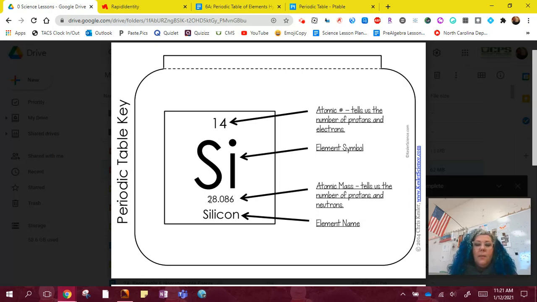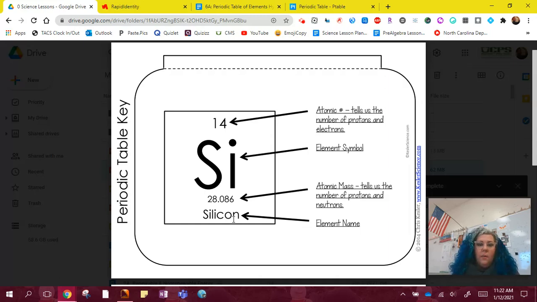The number that's typically underneath the symbol is the atomic mass. So this is actually what is in the nucleus. It tells us how many protons and neutrons are in there. And then, if it's not at the bottom, sometimes it's underneath the symbol, you do have the element name.